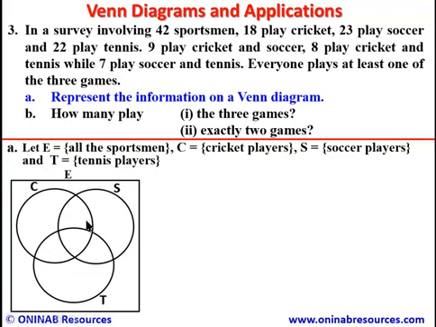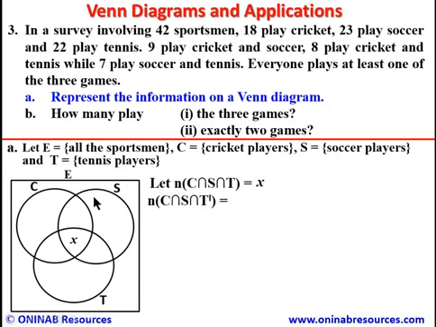We start with the sportsmen playing the 3 games. We are not given that, so we represent that one as X. That is C intersection S intersection T is equal to X, which represents the number of sportsmen playing the 3 games. Then the next is those playing cricket and soccer only, which is this region. So that is N of C intersection S intersection T prime will be equal to 9 play cricket and soccer.